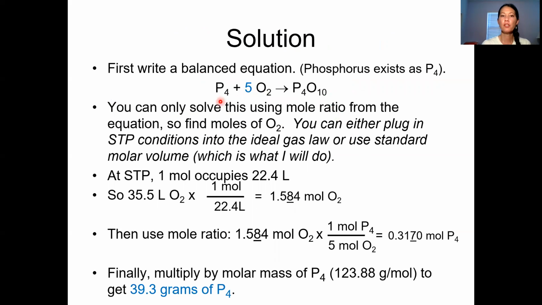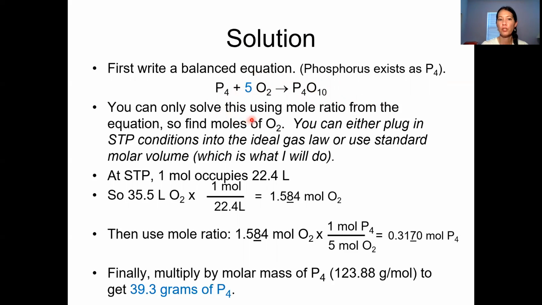Okay, your balanced equation should be this. P4 plus 5 O2 giving P4O10, tetraphosphorus decaoxide. The P's were balanced, but since I had 10 O's on the right, I needed to put a coefficient 5 in front of the O2 because 5 times 2 is 10. That balances the equation. Since you're given the amount of O2, to solve the amount of phosphorus you need moles, because you can only go between reactants by using the mole ratio 5 to 1.